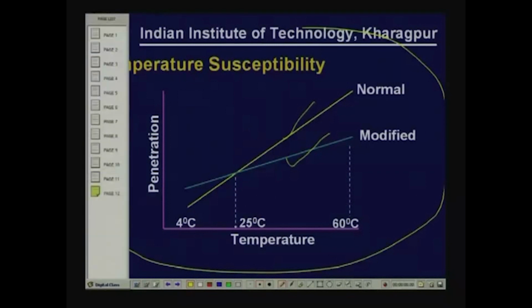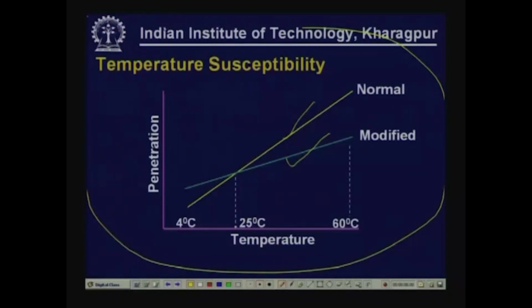On the other hand, at lower temperature the modified binder has got higher penetration compared to the normal binder. So, the normal binder would be much stiffer at 4 degrees centigrade compared to the modified binder. So, we want the binders to be softer, not very stiff at low temperature, and they should not be very soft at high temperature. This is a property that is normally attained by modifying bitumen.